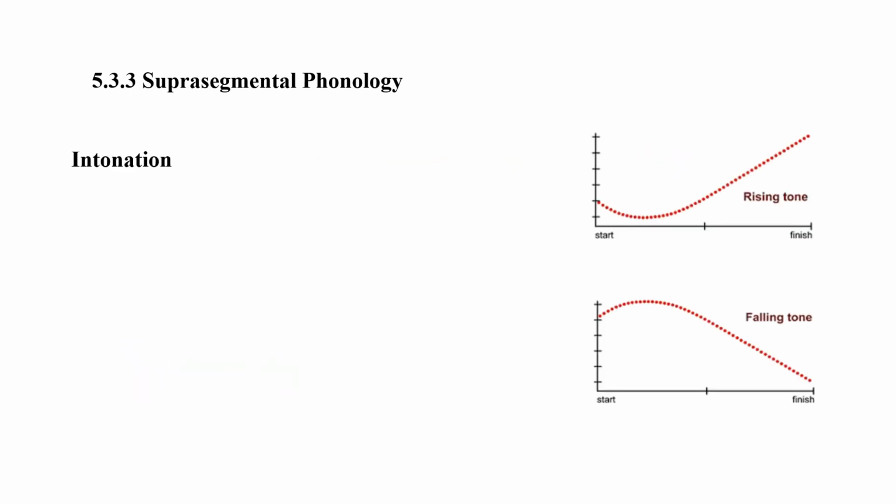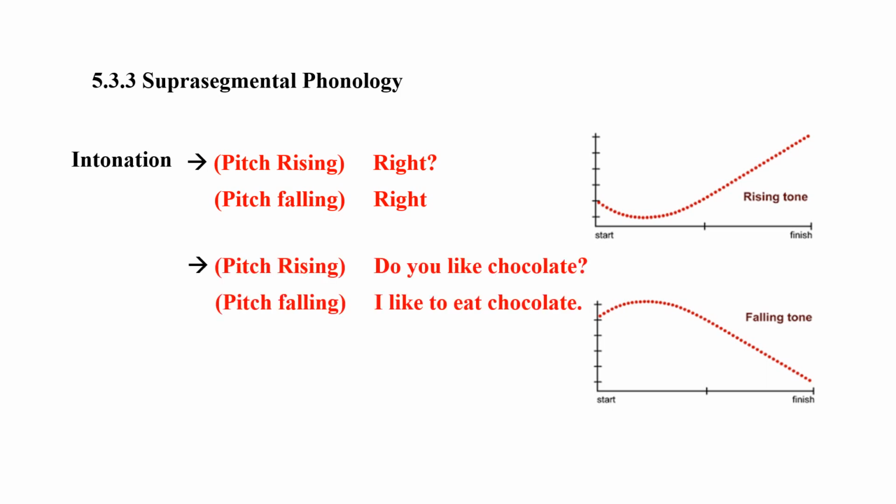Intonation can also change meaning. The rising pitch on the word right makes it a question, while the falling pitch makes a normal statement. Right? Right. The same applies to the word chocolate. Do you like chocolate? I like to eat chocolate. Chocolate. These features extend over the segments. That is why the word suprasegmental is used.